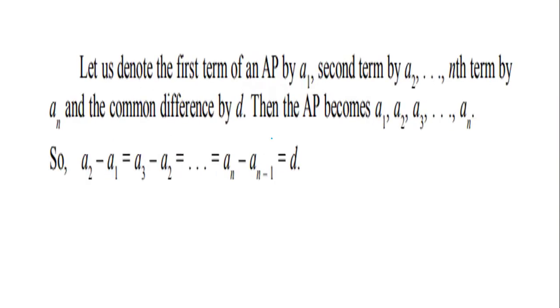Next, let us denote the first term of an AP by a1, the second term by a2, the nth term by an, and the common difference by d. Then the AP becomes a1, a2, a3, and so on up to an. So a2 minus a1 is equal to a3 minus a2 is equal to an minus an-1 is equal to d.